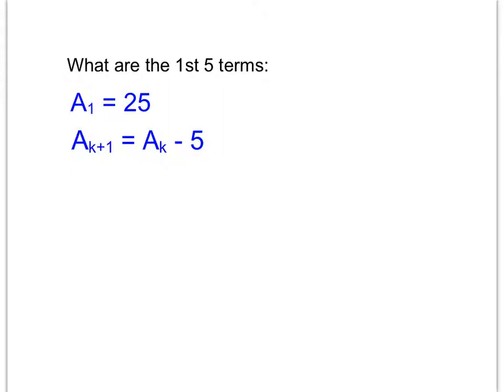So a sub 2 is equal to a sub 1, which is 25, minus 5, which is 20. A sub 3 is going to equal our previous term, 20 minus 5, which is 15. And I think you guys can figure out a sub 4 and a sub 5. Go ahead and have fun.